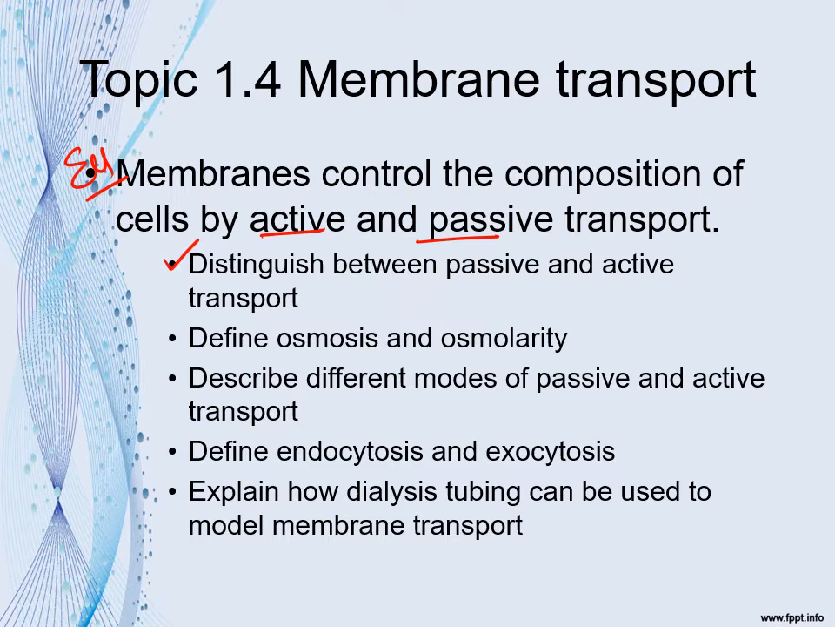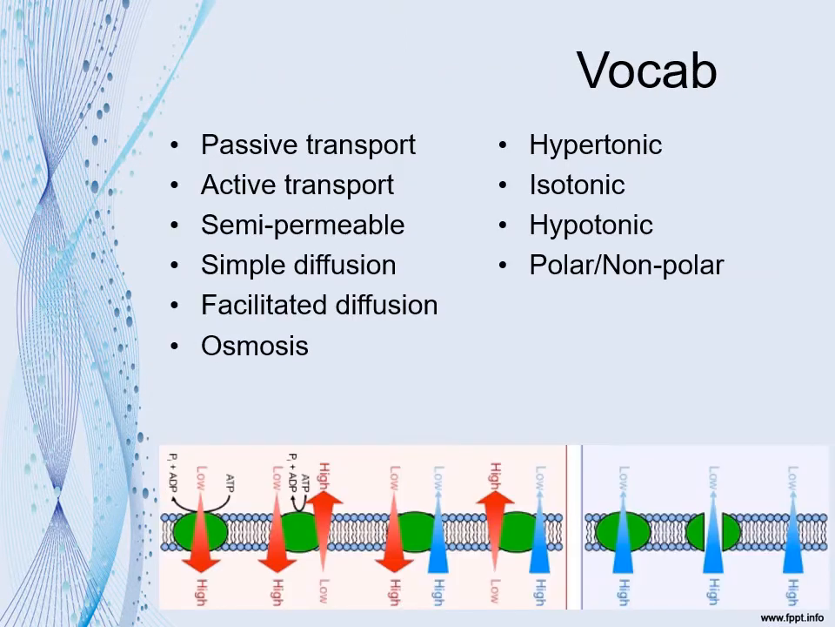What do those even mean? We're going to define osmosis and osmolarity. We're going to describe different modes of passive transport and active transport, including endocytosis and exocytosis. And then finally, we're going to talk about dialysis tubing and how we can use it to model membrane transport.